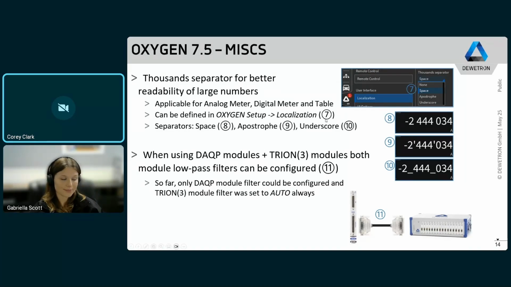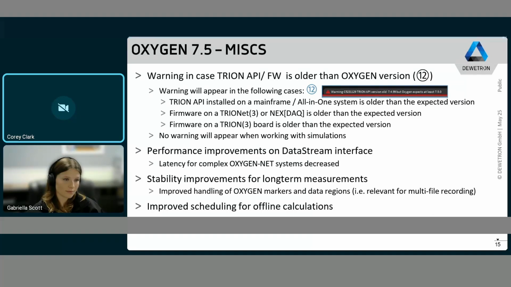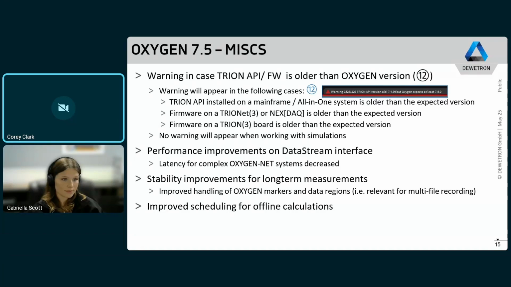Okay, and now for our last page of miscellaneous updates. The first one here is a really nice update for the software, and it's in Oxygen 7.5, where if you load Oxygen 7.5 and you have not updated your drivers, and you have maybe not updated the firmware of your front end device like your TrionNet, your TrionNet 3, or NextStack, you'll now receive a warning within the Oxygen software. We all know the warnings and messages pop up in the bottom right-hand corner of the software. So when you're firing up Oxygen 7.5, just be on the lookout for a warning like this.